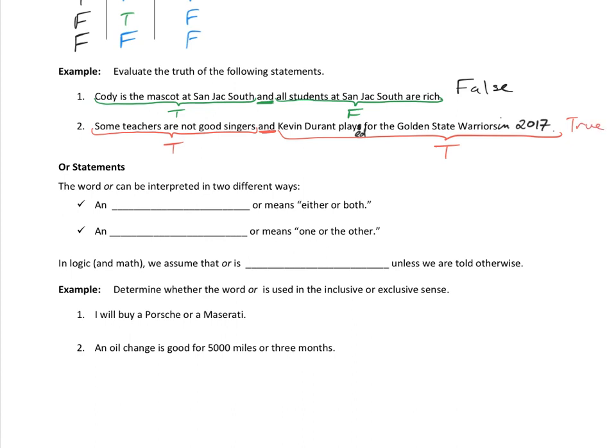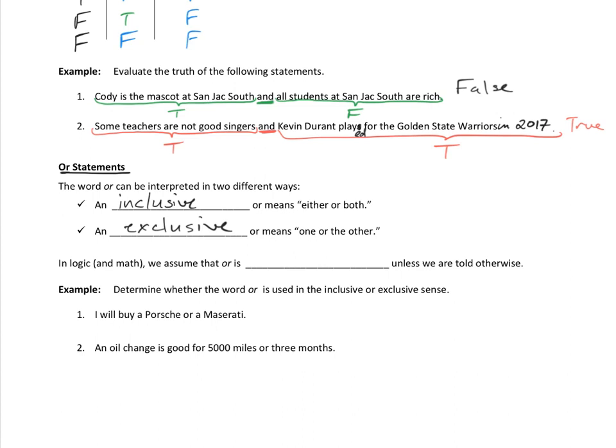All right, moving on from there, we will take a look at our next logical connector, the or statement. So the word or can be interpreted in two different ways. We have inclusive and exclusive or. The inclusive or means you can have either one or both. And the exclusive or means you could have one or the other, but not both.